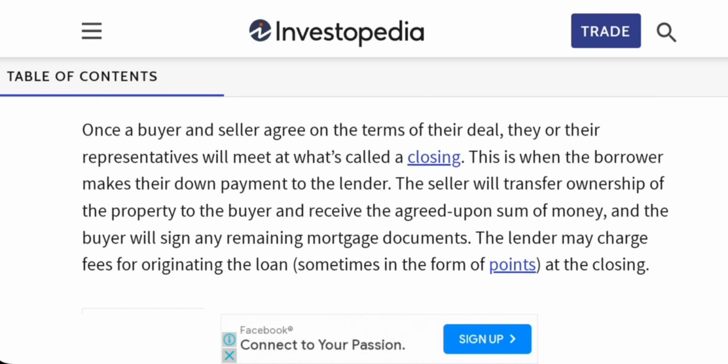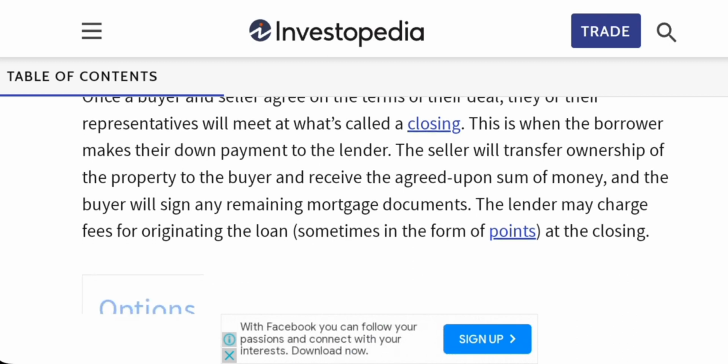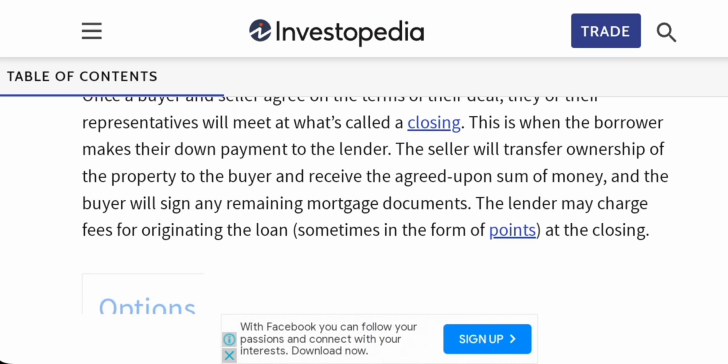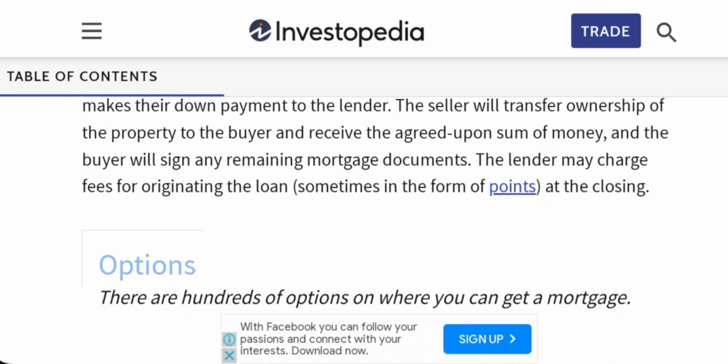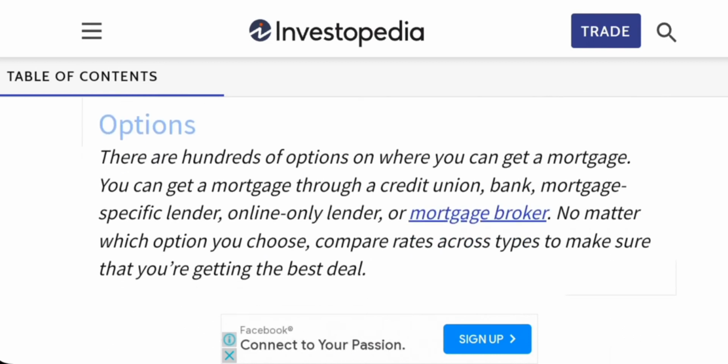Once a buyer and seller agree on the terms of their deal, they or their representatives will meet at what's called a closing. This is when the borrower makes their down payment to the lender. The seller will transfer ownership of the property to the buyer and receive the agreed upon sum of money, and the buyer will sign any remaining mortgage documents. The lender may charge fees for originating the loan, sometimes in the form of points at the closing.